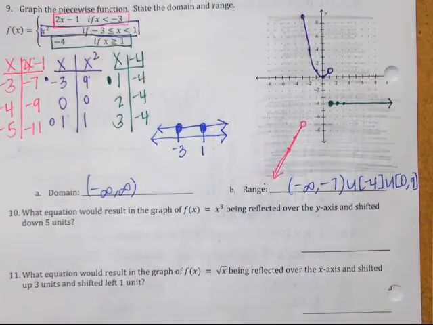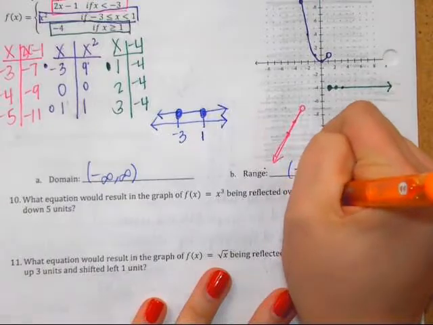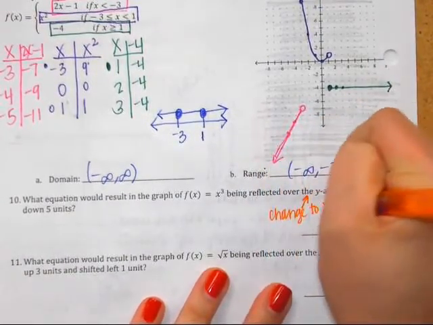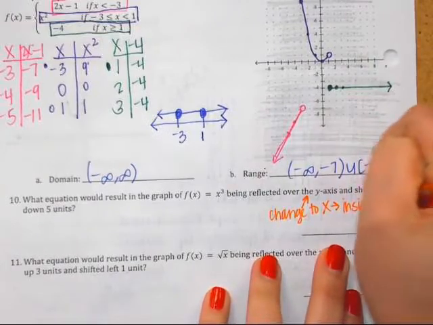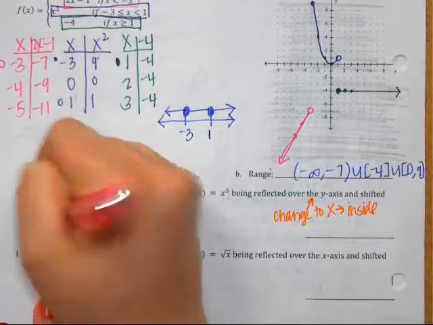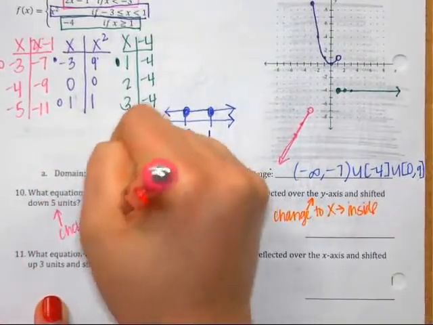Okay, so 10. What equation would result in the graph of f of x equals x cubed being reflected over the y-axis and shifted down 5 units? So if it's reflected over the y-axis, that's going to be a change to the x, which means it's inside the function. And then shifted down 5 units. Down is a change to the y, which means it's outside.